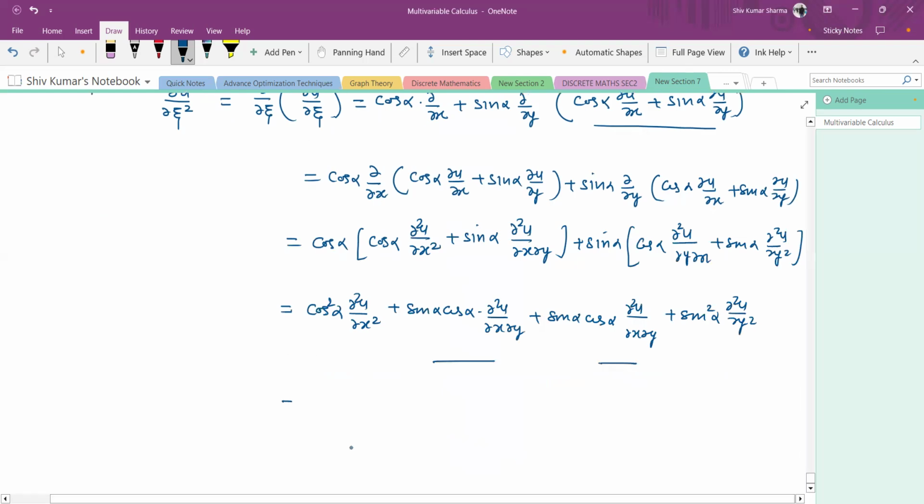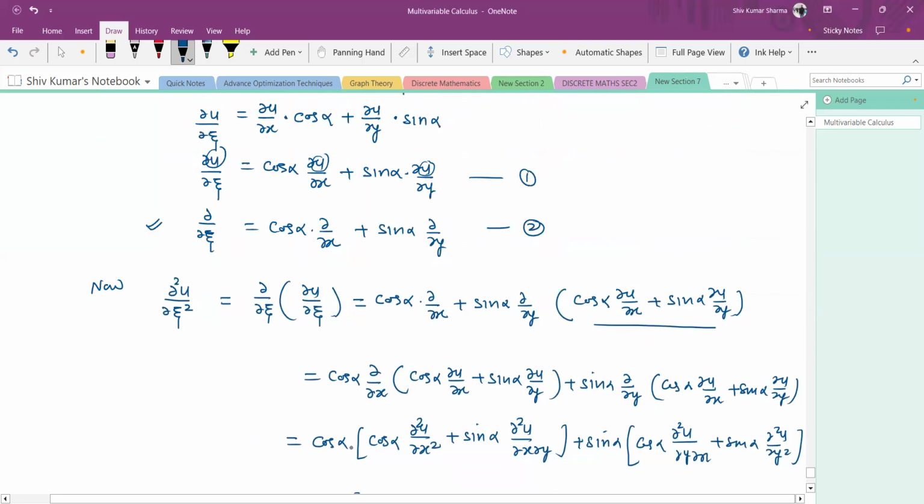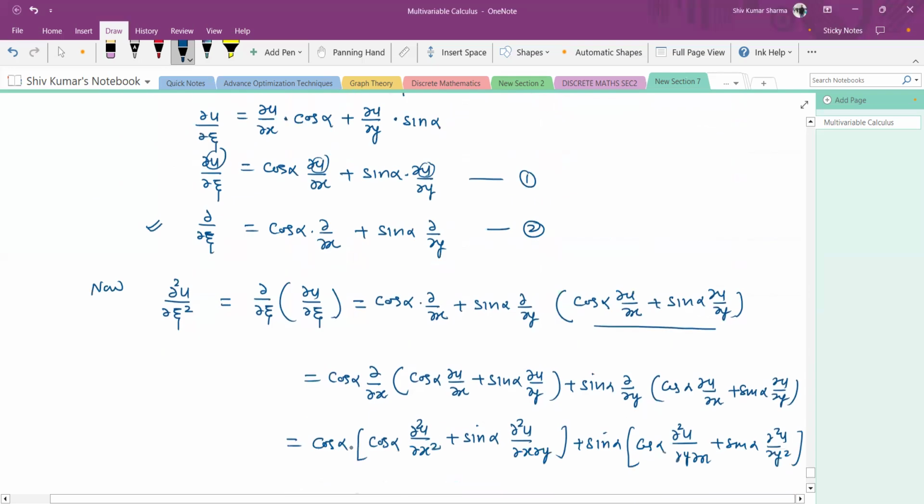So we write down cos square alpha del square u upon del x square plus 2 sin alpha cos alpha del square u upon del x del y plus sin square alpha del square u upon del y square. So this is the value of del square u upon del xi square. This is our equation number 3. Okay, so a similar process we do for del u upon del eta.